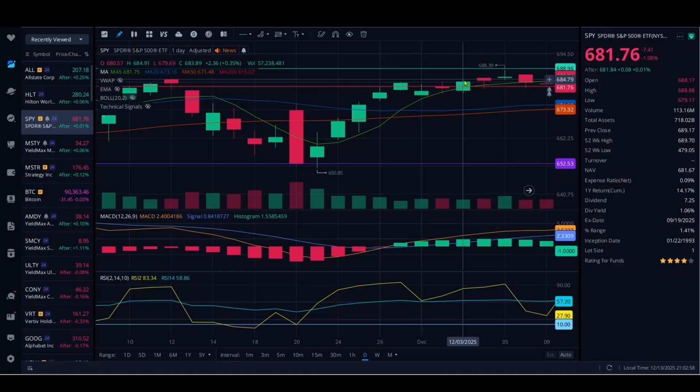And then we get a green candle. Now, this is where it really gets a little difficult to say what I would do, because it's right on the line of the MA5. I'm sitting back here at a stop.